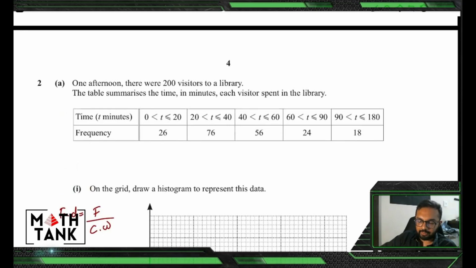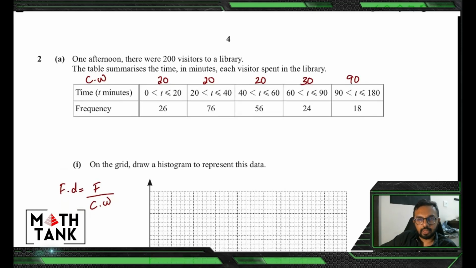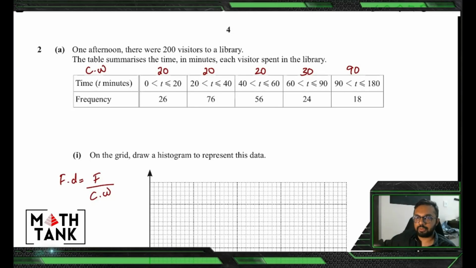So I have the frequency. Can I calculate the class widths here? How do I calculate the class width? I subtract the lower boundary from the upper boundary. So 20 minus 0 gives me 20. 40 minus 20 also gives me 20. 60 minus 40 also gives me 20. 90 minus 60 gives me 30. 180 minus 90 gives me 90. So class widths are really different towards the end.